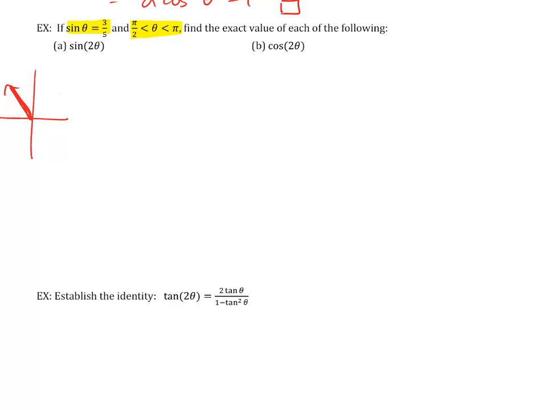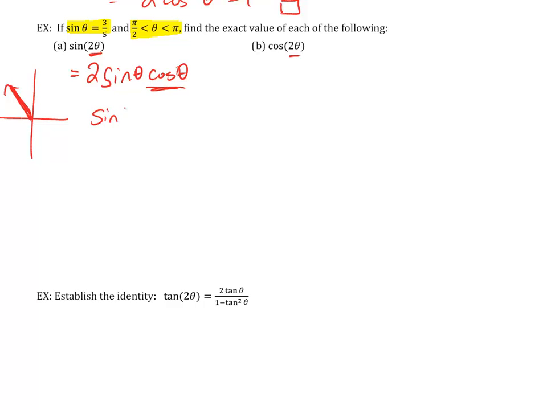Now, if it's up here and we wanted to find sine of 2 theta and cosine of 2 theta, we're going to need to know cosine of theta as well, right? Because sine of 2 theta is 2 sine theta cosine theta. So we need to know what cosine theta is. We already know what sine theta is. What's interesting again about this example is that you're able to find the trig function values for a double angle that is twice as large as theta just from knowing information about theta.